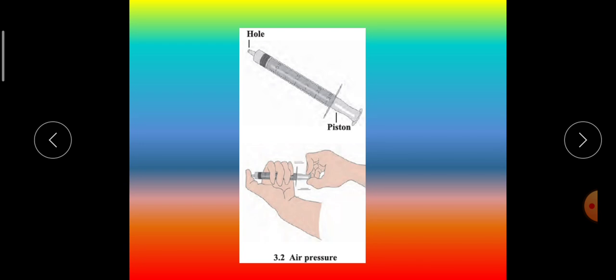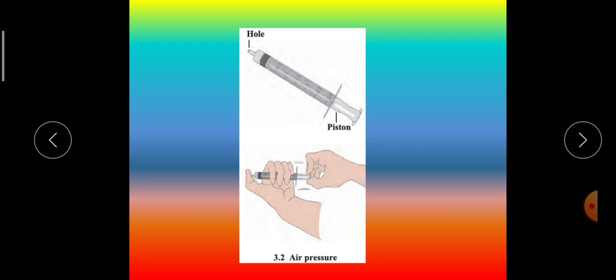Now, close the inlet hole of the syringe slightly with your thumb. Pull the piston and let it go. Now observe. Is the force required to pull out the piston more or less than before? Of course, it is a little more. Does the piston remain as it is after you let it go? No. The piston tries to go back.